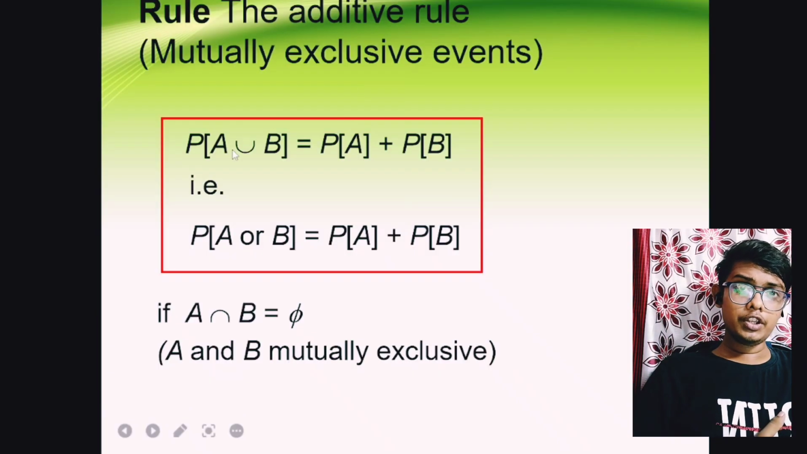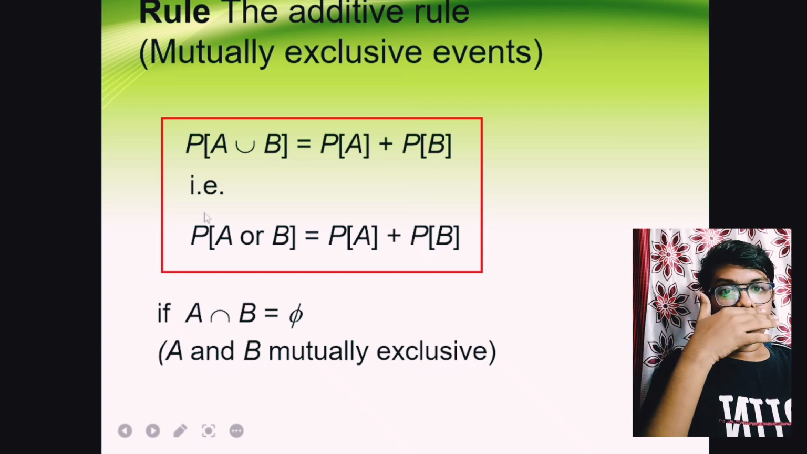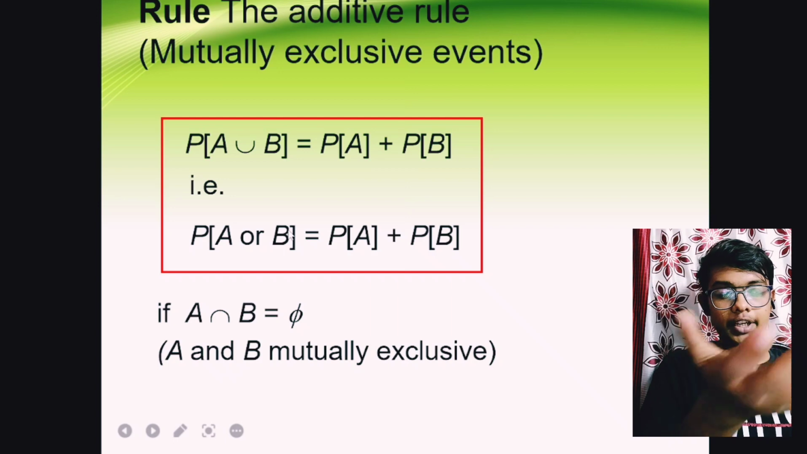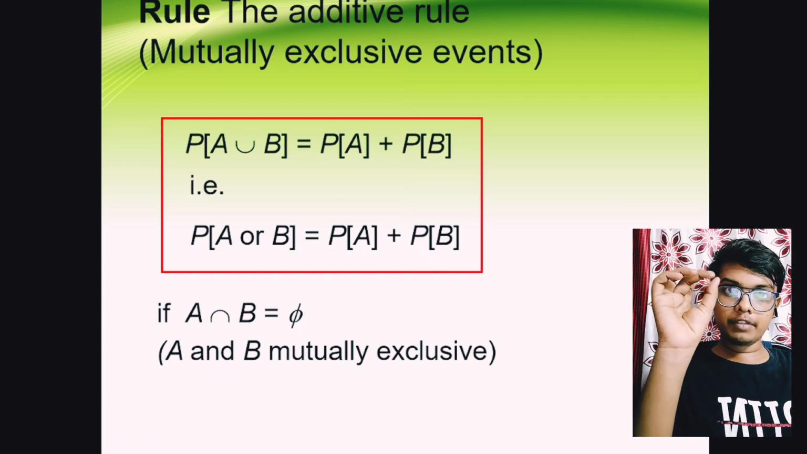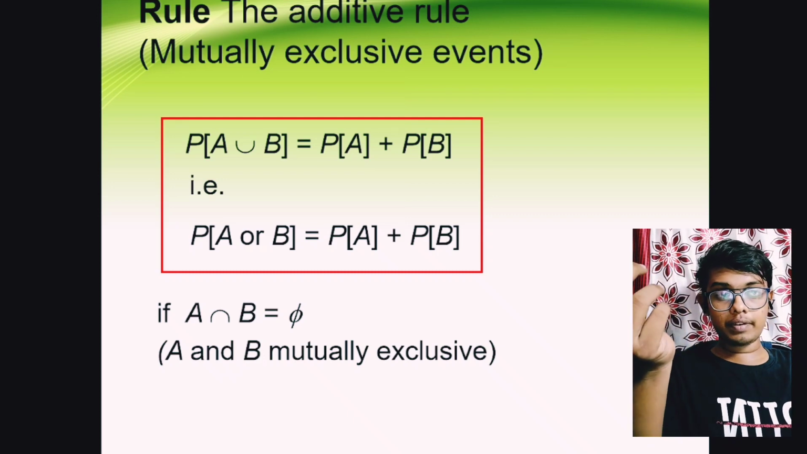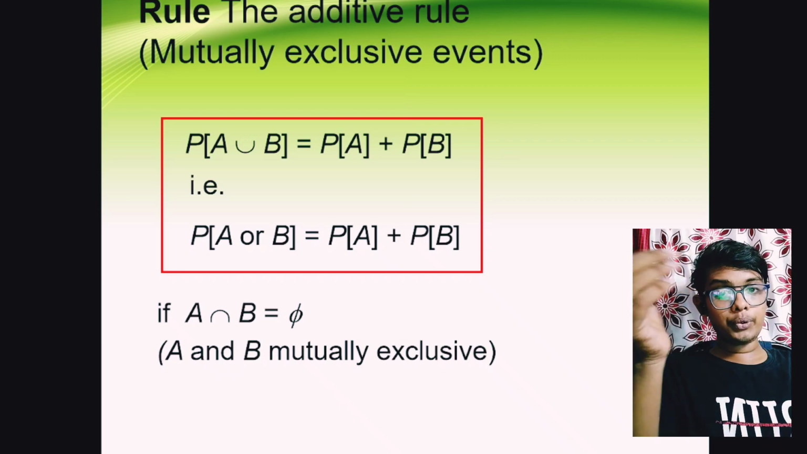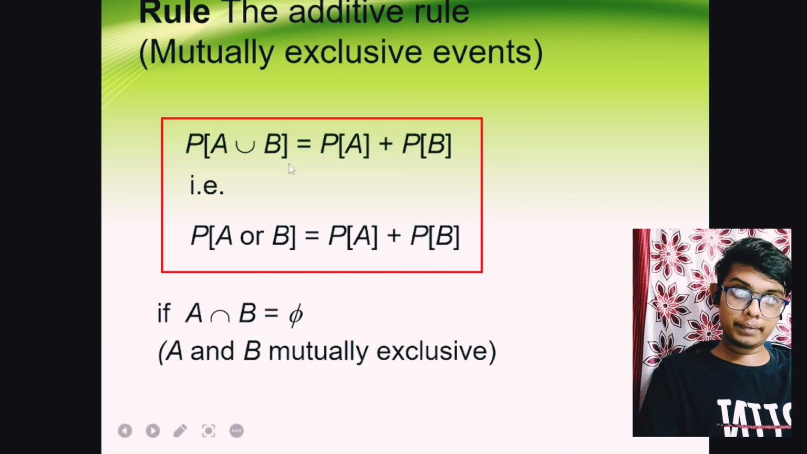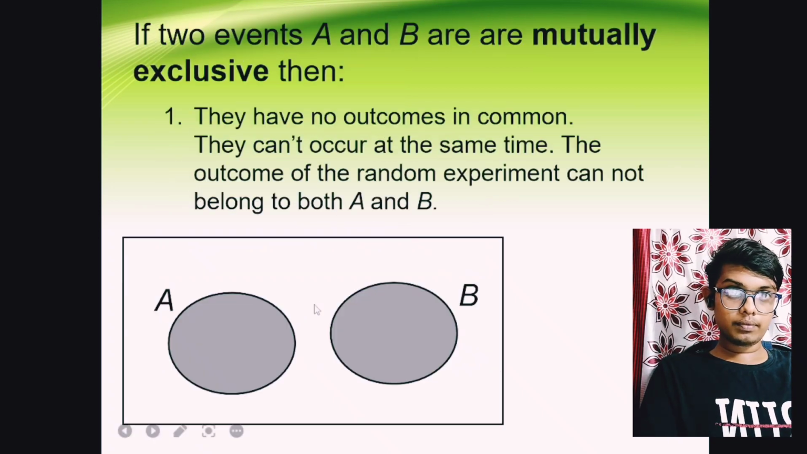The additive rule: P of A union B is equal to P of A plus P of B minus P of A intersection B. The additive rule simplifies if the two events are mutually exclusive, then P of A intersection B is equal to 0. So we get P of A union B is equal to P of A plus P of B, or you can say P of A or B is equal to P of A plus P of B. As mentioned, they are mutually exclusive, so P of A intersection B is equal to 0. So this is the additive rule.